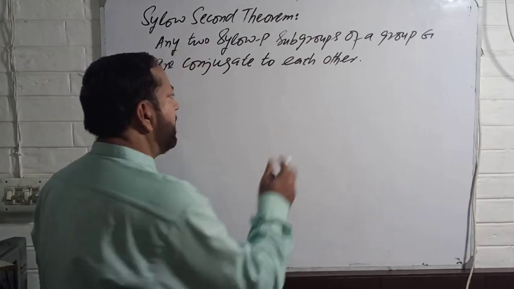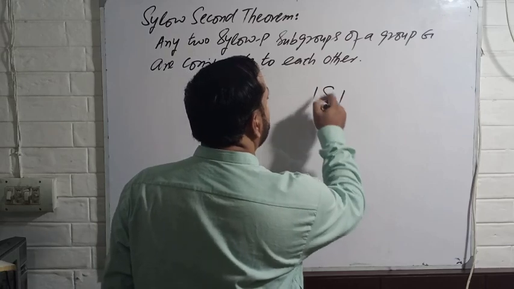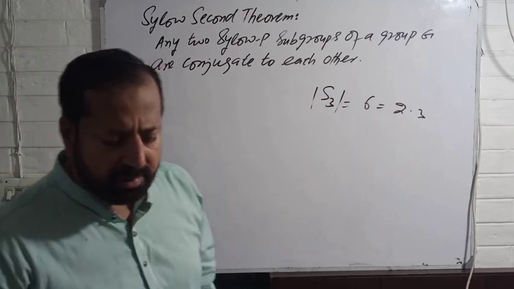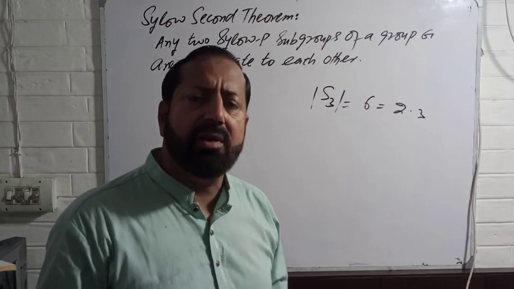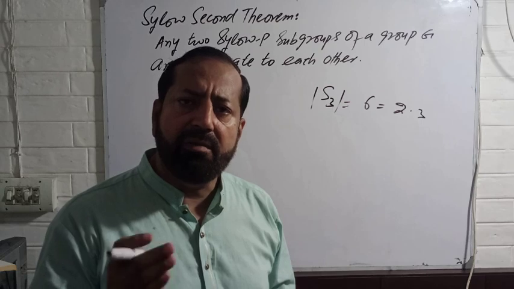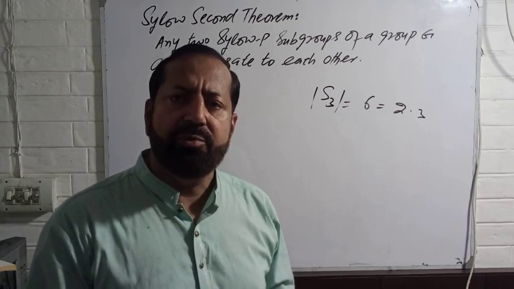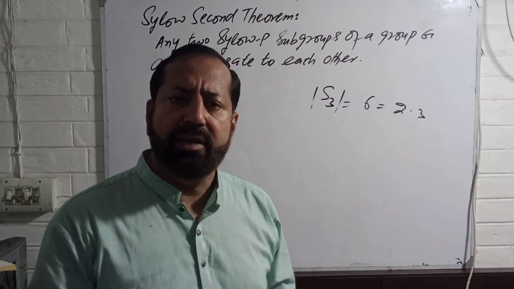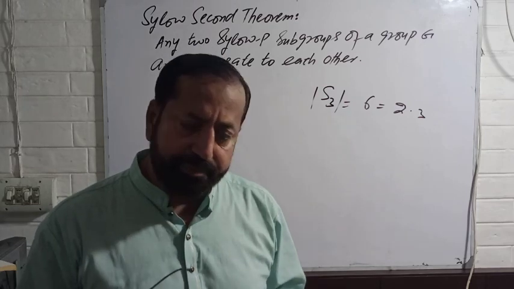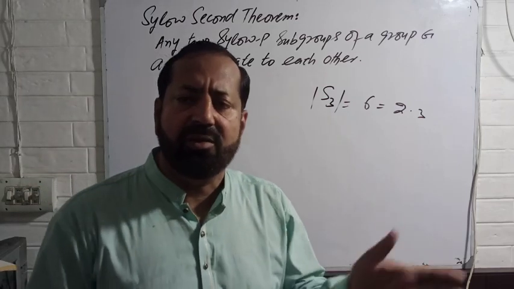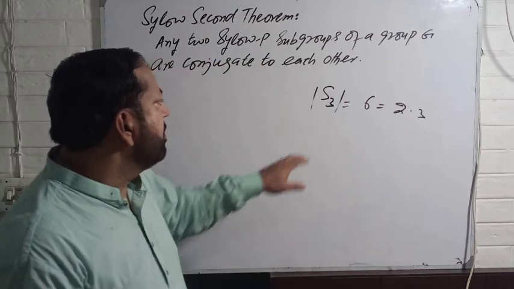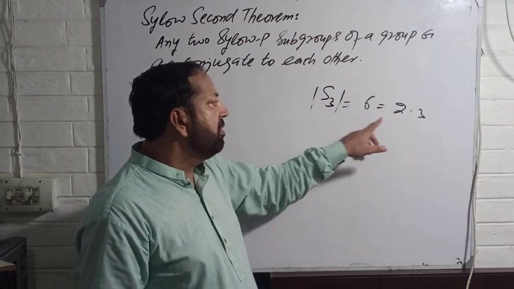So with respect to Sylow first theorem, the order of S3 is 6, which is 2 into 3. What is the first Sylow theorem? It is that if a prime number P divides the order of a group G, then that group has a Sylow P subgroup, at least one Sylow P subgroup. So it was sufficient to show that it has a Sylow P subgroup. You know the order of S3 is equal to 6, which is 2 into 3.